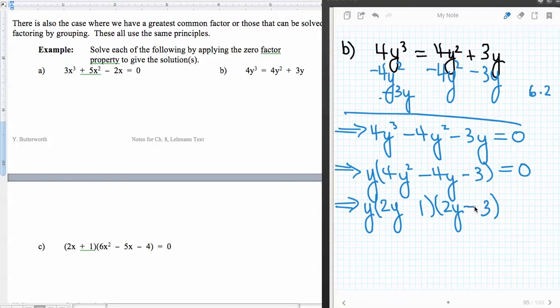I need a negative 6 and a positive 2. And negative 6 and positive 2 give me a negative 4. And see, I've done it. And I use my factoring by grouping strategy to do that.